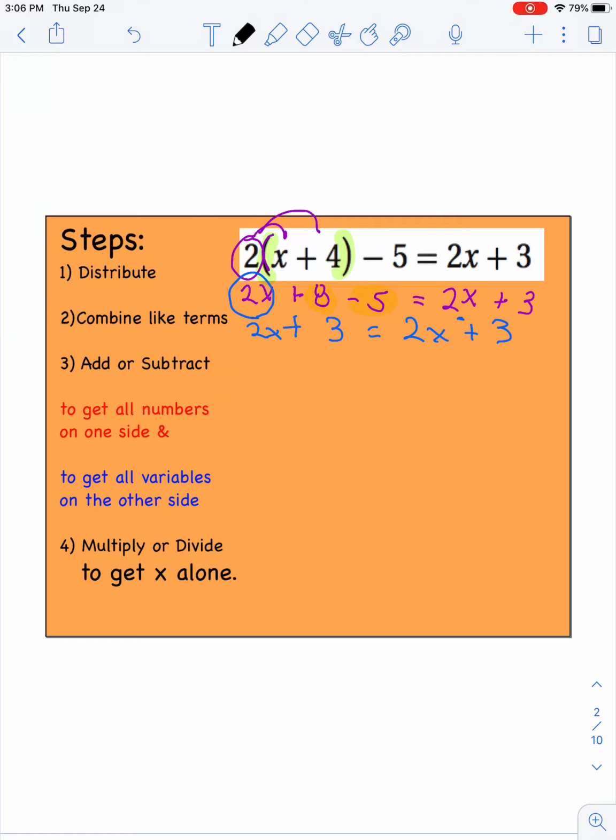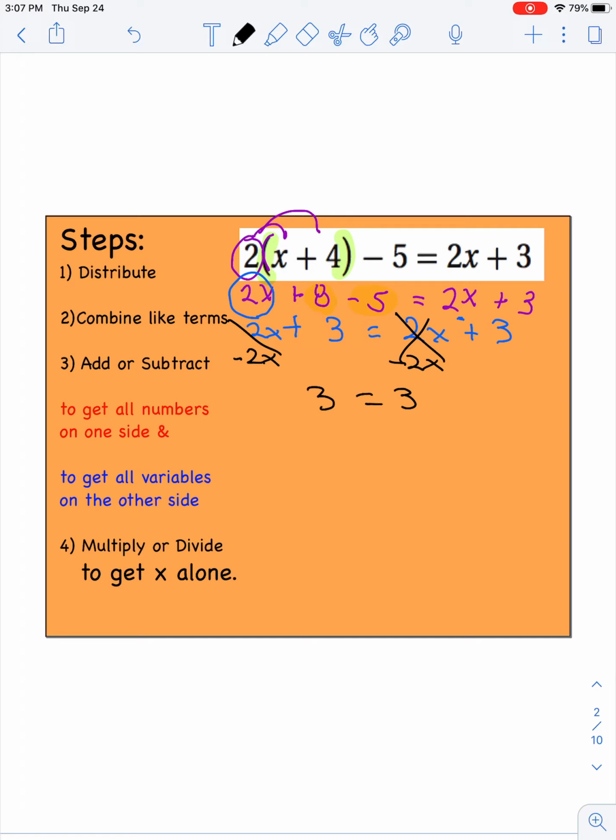So now I need to add or subtract to get all the numbers on one side and all the variables on the other. So I'm going to subtract 2x from each side. If I subtract 2x here, it adds up to 0. If I subtract 2x over here, it also adds up to 0. So now I'm left with 3 equals 3. And if I subtract 3 from each side, I'm going to get 0 equals 0.